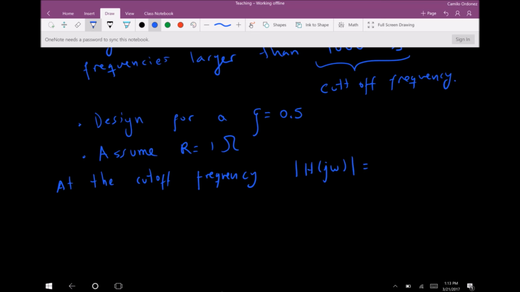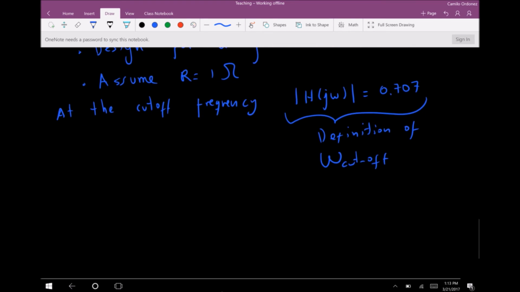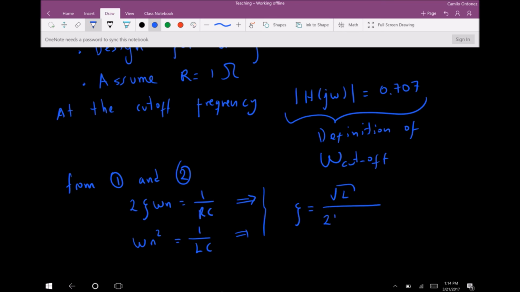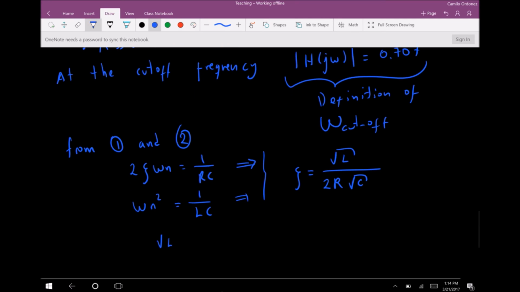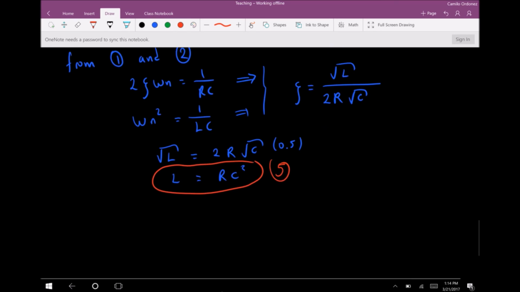The definition of the cutoff frequency says that at that particular frequency, the magnitude of the transfer function will be equal to 0.707. That's just a definition. All right, so let's proceed with this. With the first two equations, 1 and 2, we already had expressions for zeta and omega n. So just rearranging this, we can find that zeta is given by this, which is the same as this expression over here. From here we have the first equation, which says that L is RC squared.